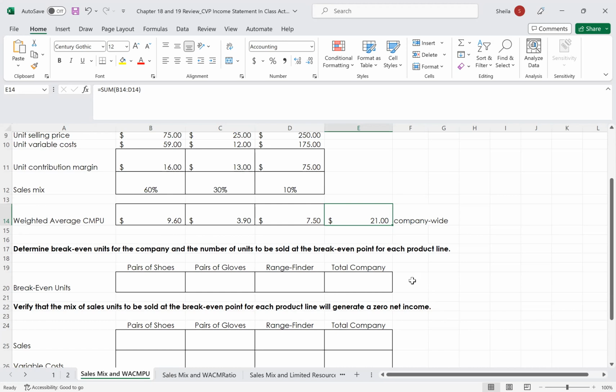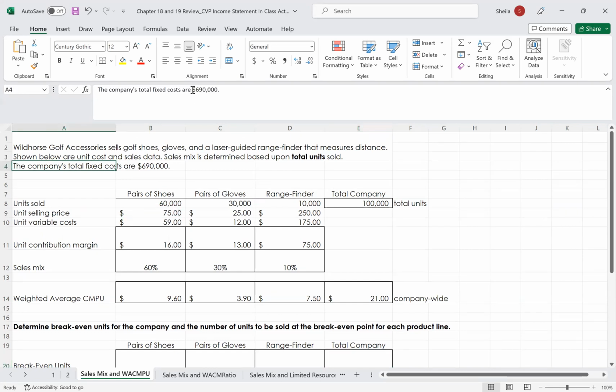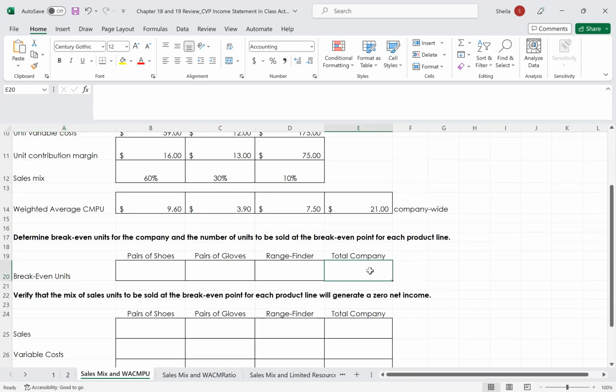So if you remember, our break-even calculation for units is to take my fixed cost divided by my contribution margin per unit. Now my fixed costs up here are listed as 690,000. So down here in my calculation, I've got 690,000, and I'm going to divide that by my contribution margin per unit.